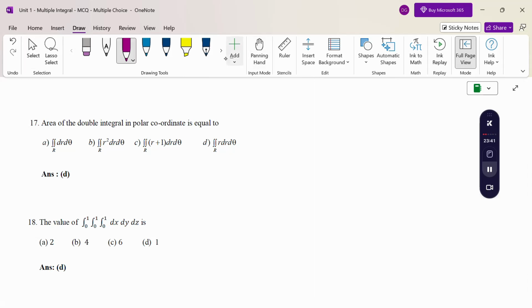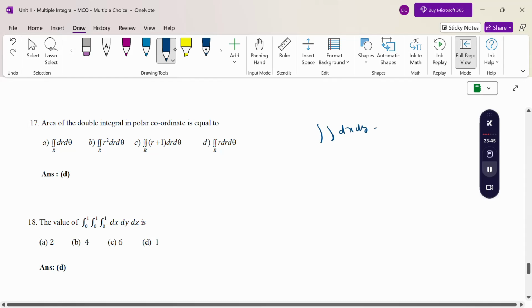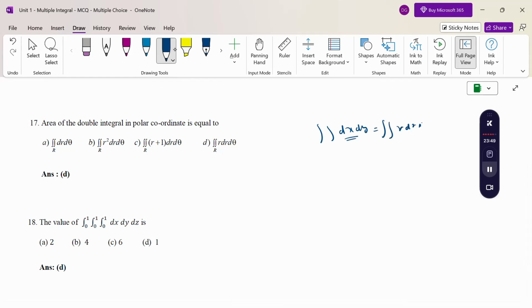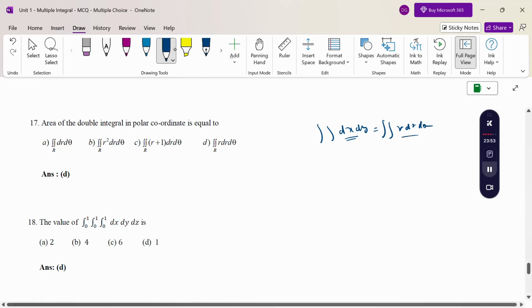Normally Cartesian to polar, see the double integration of dx dy. Generally in a double integral, dx dy is nothing but r dr d theta. So r dr d theta, option D.